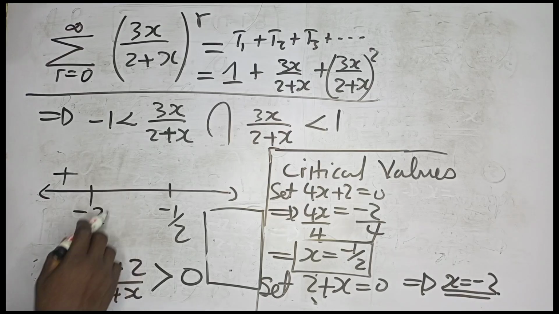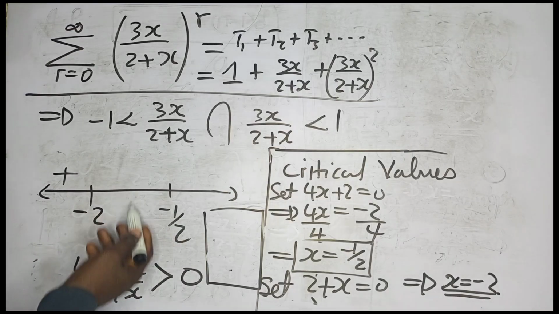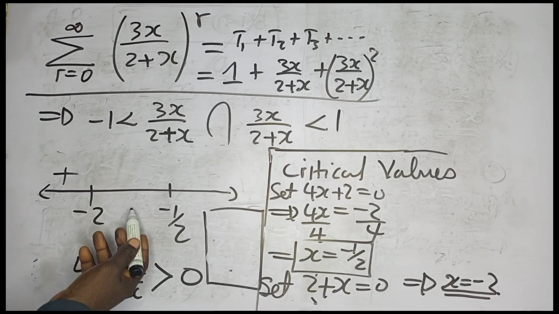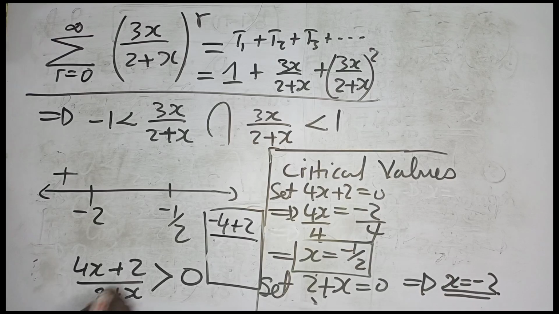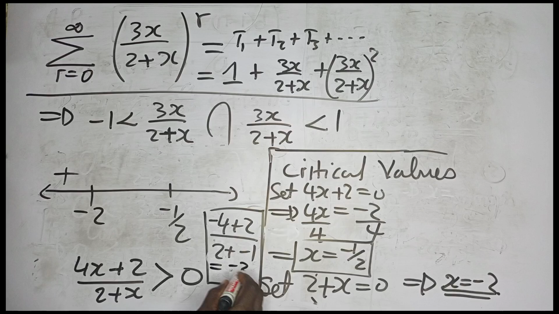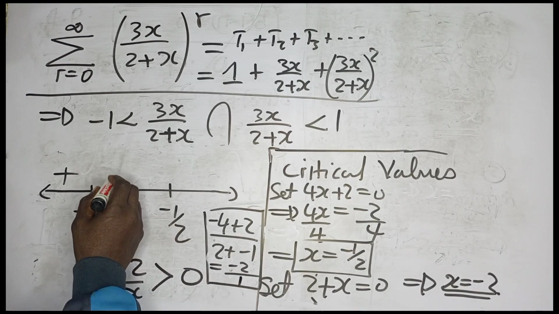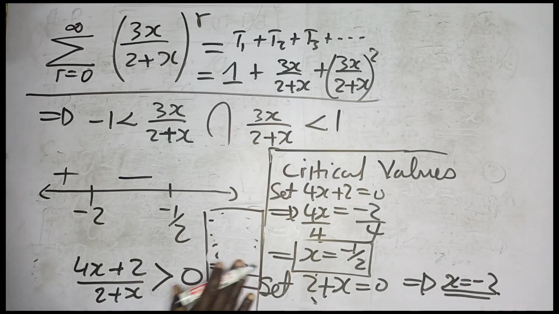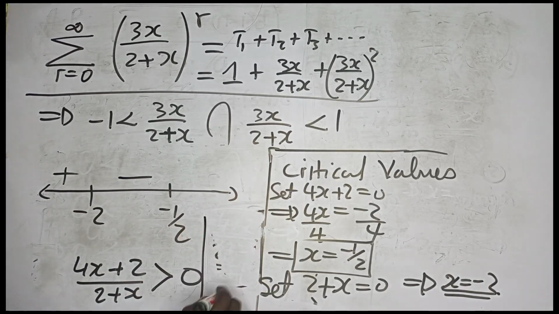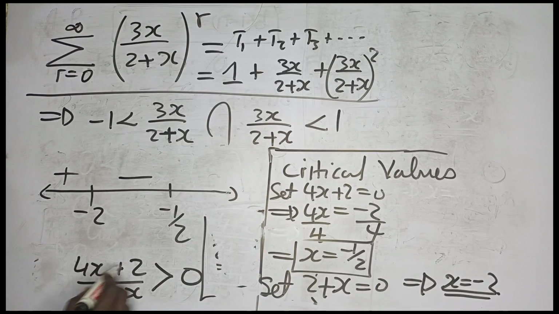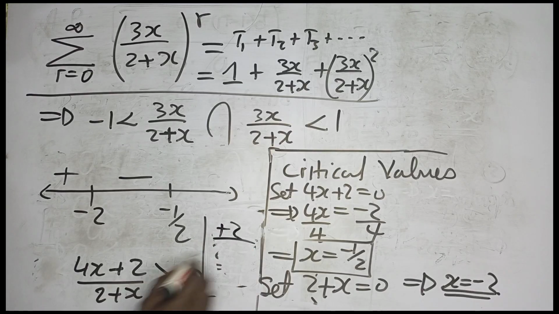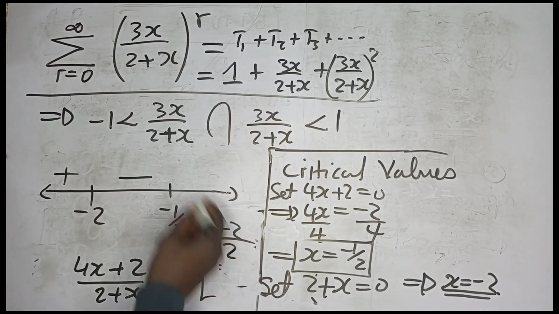Take a value in this zone between -2 and -half. -1 is there. We can see clearly -1 is in that zone. So we put -1. 4 multiplied to -1 is -4 plus 2, all over 2 plus -1. So we have -4 plus 2 gives us -2, all over 2 minus 1 is 1. So we have negative divided by positive, negative. Next, we take a value in this zone. We can take 0. 0 is clearly in this zone. So we have 0 plus 2 all over 0 plus 2. So we have plus, plus, plus.